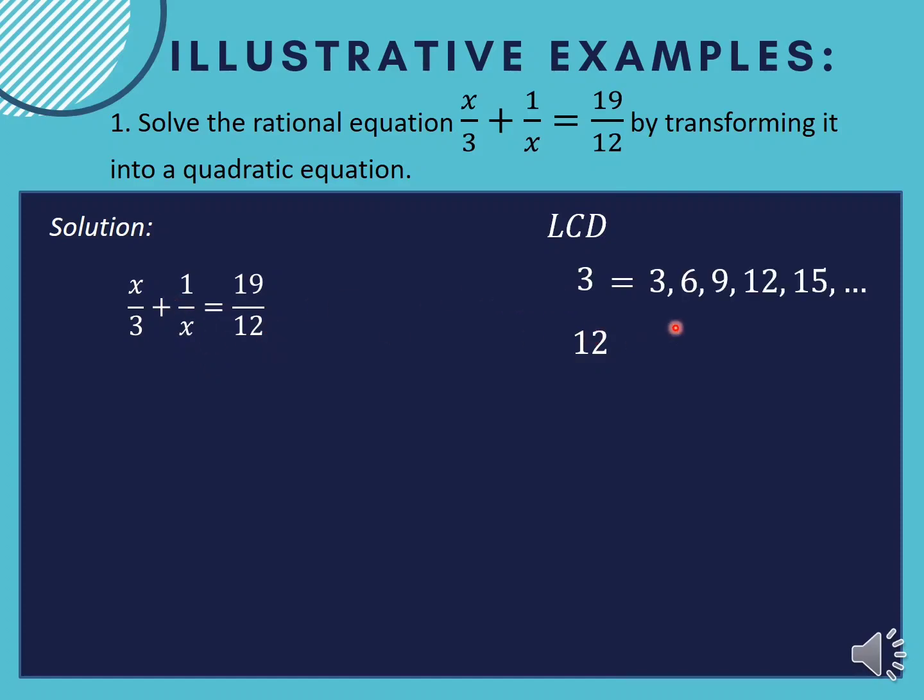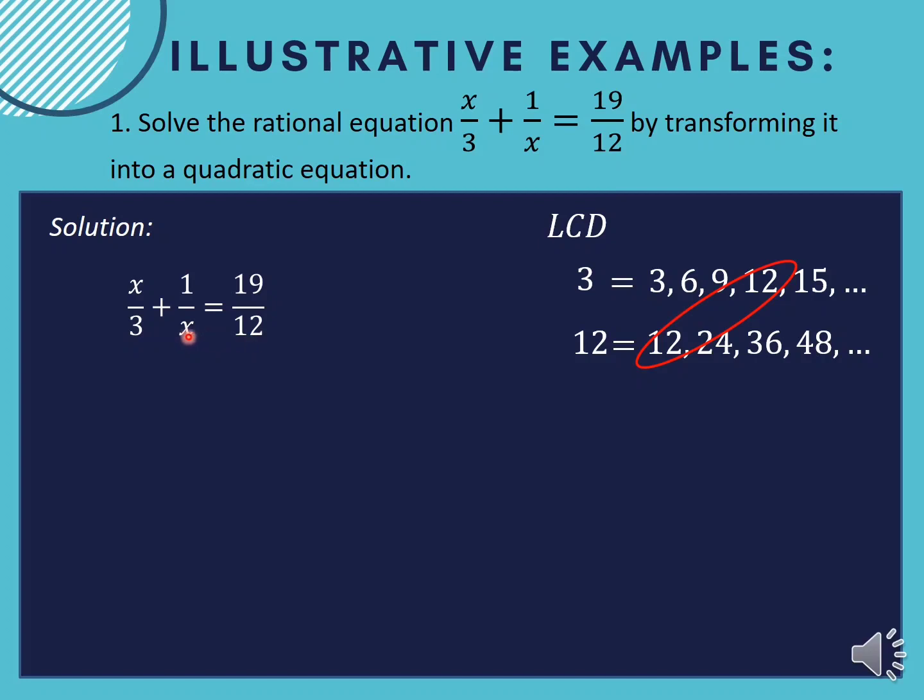Multiples of 3: 3, 6, 9, 12, 15. Multiples of 12, we have 12, 24, 36, and so on and so forth. Which is the common multiple? Very good. That is 12. So, therefore, the LCD between 3 and 12 is 12.